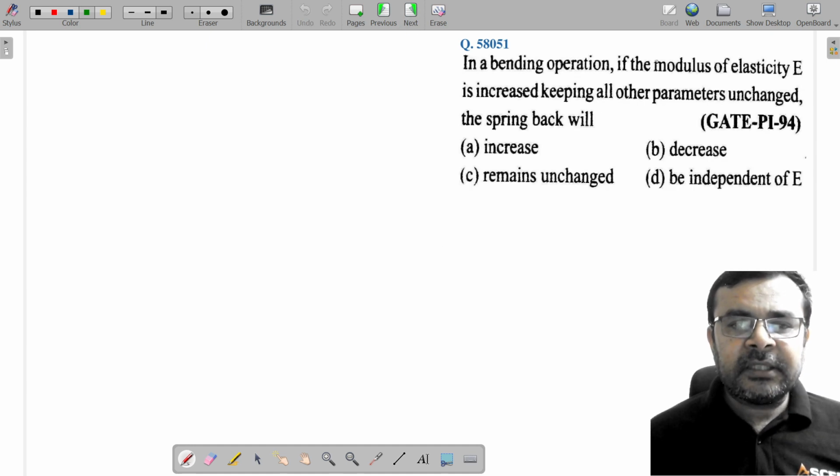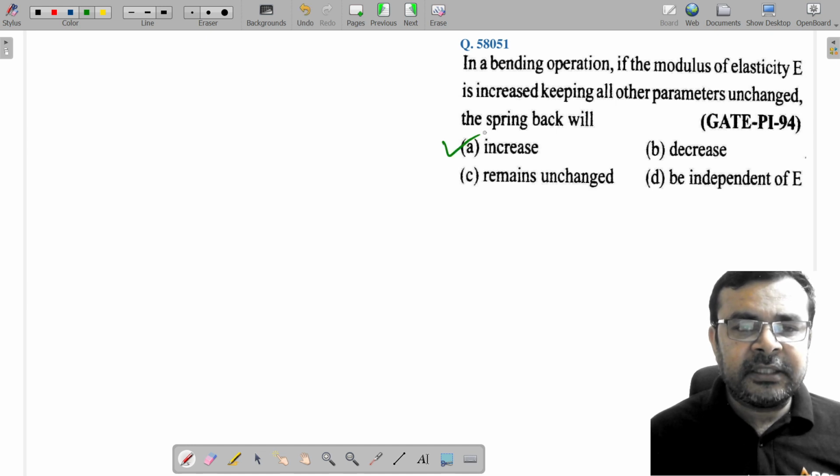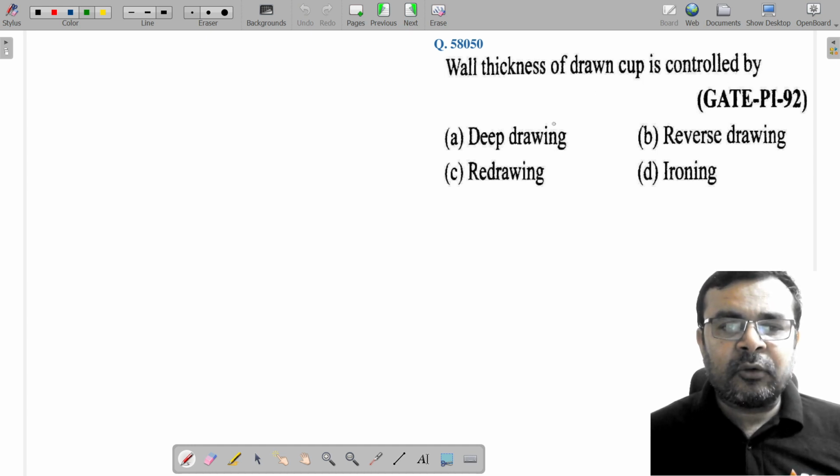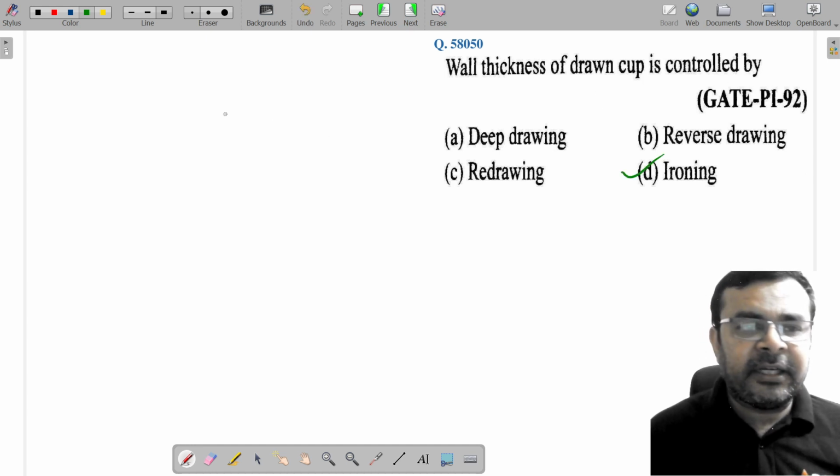In a bending operation, if the modulus of elasticity is increased, keeping all parameters unchanged, the spring back will be... So spring back, whenever you increase Young's modulus, the spring back will decrease. Next: wall thickness of the drawn cup is controlled by the ironing process. What is the ironing process actually?